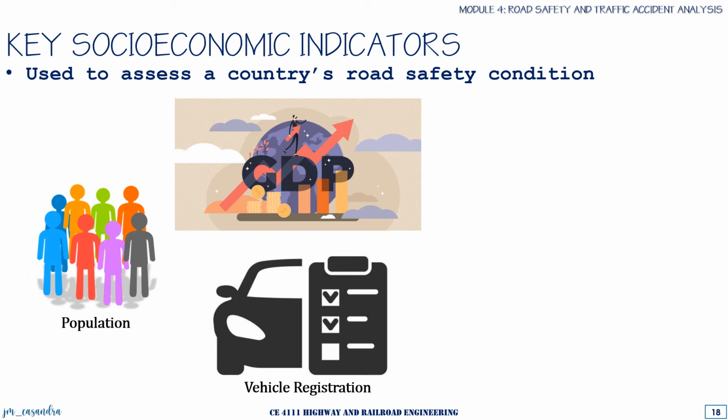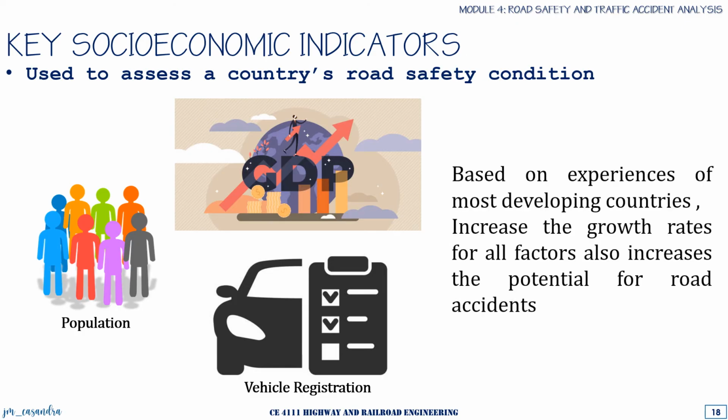So these three economic indicators or socioeconomic indicators now is already proven that for developing countries, when one or all of these factors, these indicators are increasing, there is also a potential of road accidents or the frequency of road accidents to increase as well. So, bakit? So, mas maraming population. Ibig sabihin, mas maraming tao ang possible na maaksidente. Okay? And then, kung mataas ang GDP, maganda ang economy ng country or ng region, meaning the population is able now to acquire vehicles. And if they are able to acquire vehicles, then the number of vehicles registered would also increase.